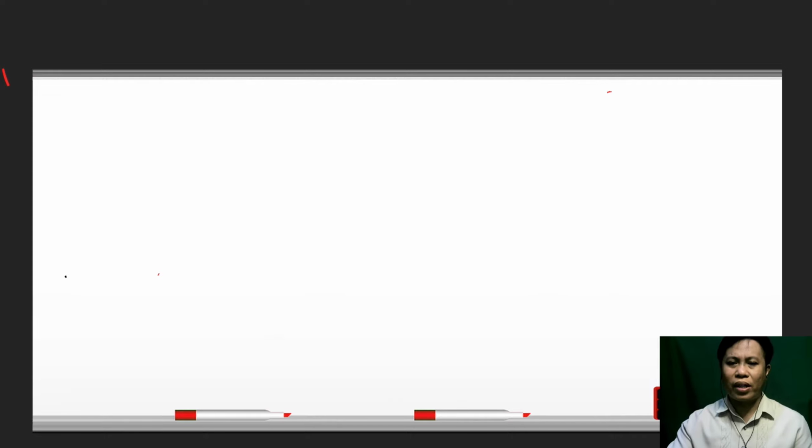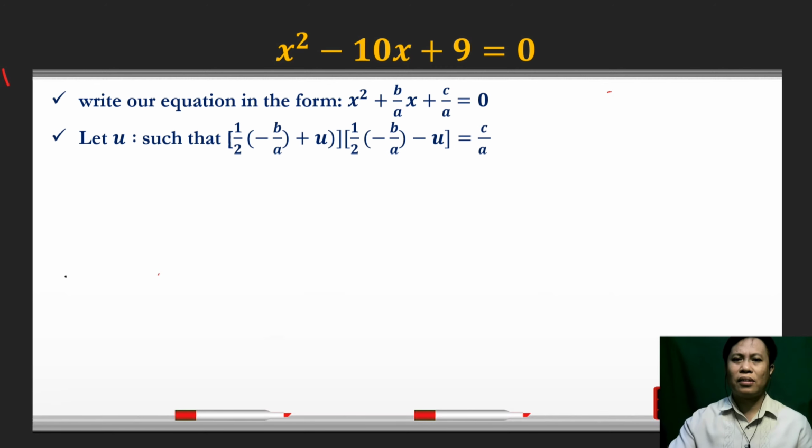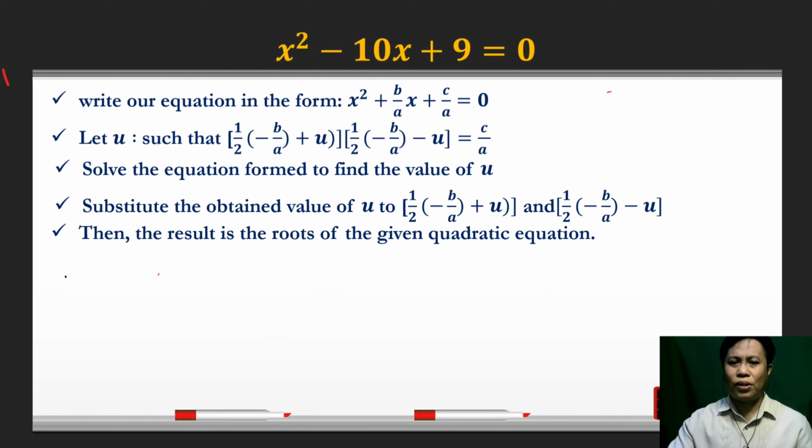Okay, so let us have an example on how to solve quadratic equation using the concept introduced by Shen. So these are the steps that I formulated based on what I understand the concept. So first we have to make the coefficient of x squared be equal to 1. But as we look at the given, the coefficient of x squared is already equal to 1.